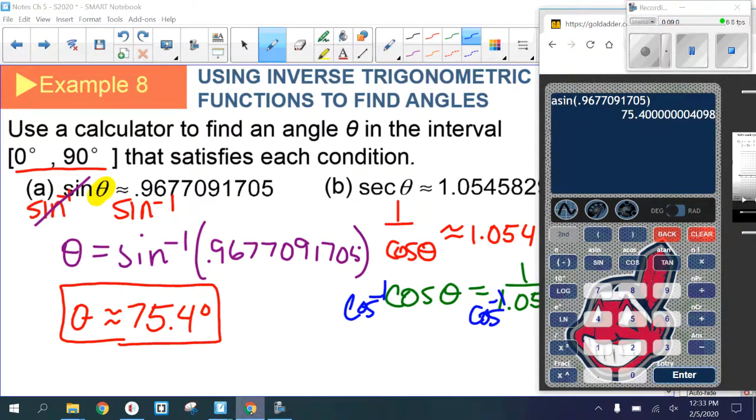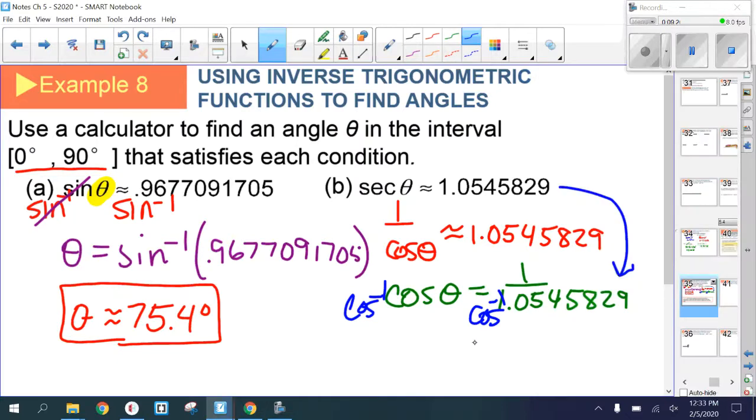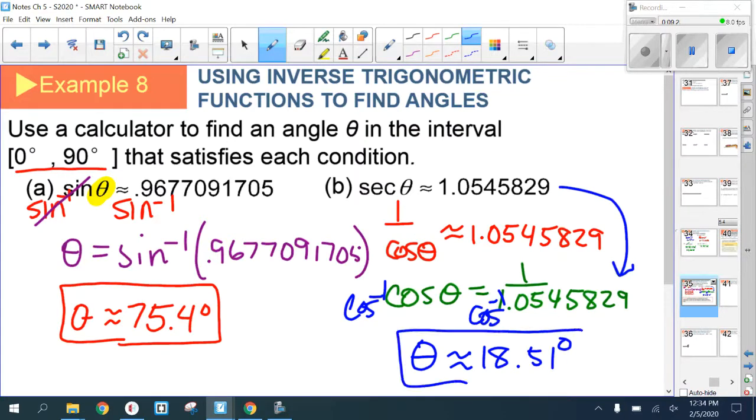So on the calculator, I'm going to do an inverse cosine of 1 over 1.0545829. And I get about 18.51. Theta is about 18.51 degrees. Again, just be careful, make sure you know and understand. You're looking for an angle that's in between 0 and 90. Sure enough, we got it, and that's it.